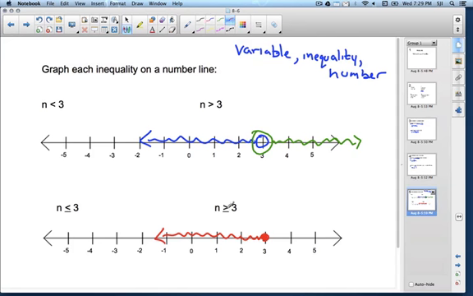In this other one, n is greater than or equal to 3 means that we're going to have a closed dot, and if you pretend this is an arrow, it points to the right. So in order to make this inequality true, it can include 3 or it can be bigger than 3.